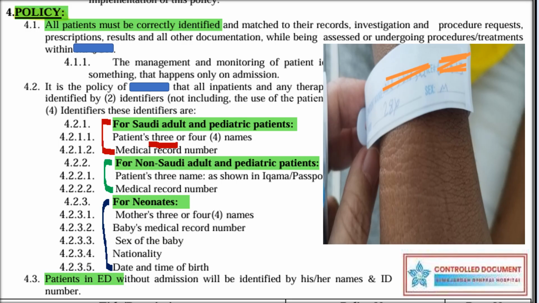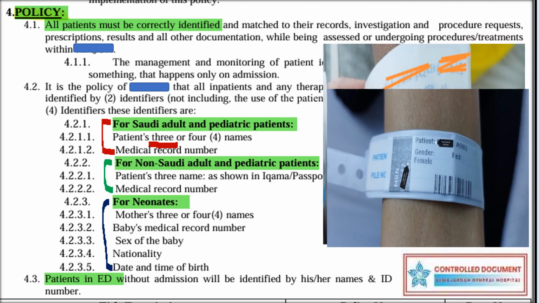The first ID band is written by the nurse, and again, they use 2 to 3 names for a Saudi client, and this is incorrect. And also, another one here, it's file number. It's file number. Why not MRN number? And added information, we have the age and then the sex of the patient.